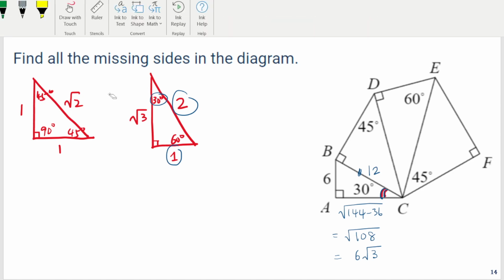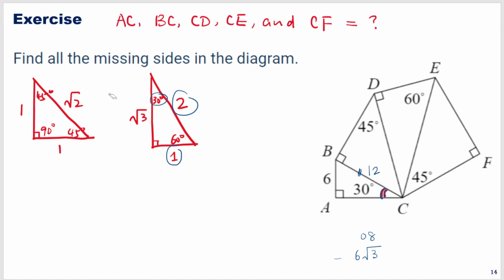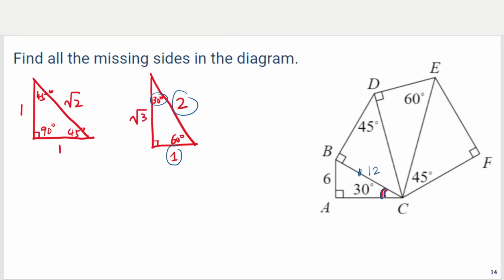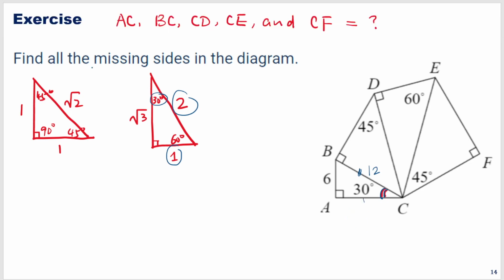And if you are familiar with the ratios of the legs, you could also use that. We know that the longer leg is square root 3 times the shorter leg, right? If the shorter leg is 6, we should immediately know this leg is 6 times square root 3, right? Then always check your answer using the Pythagorean theorem. This side squared plus this side squared will give you this side squared, right? Therefore, we know AC is 6 square root 3, BC is 12.